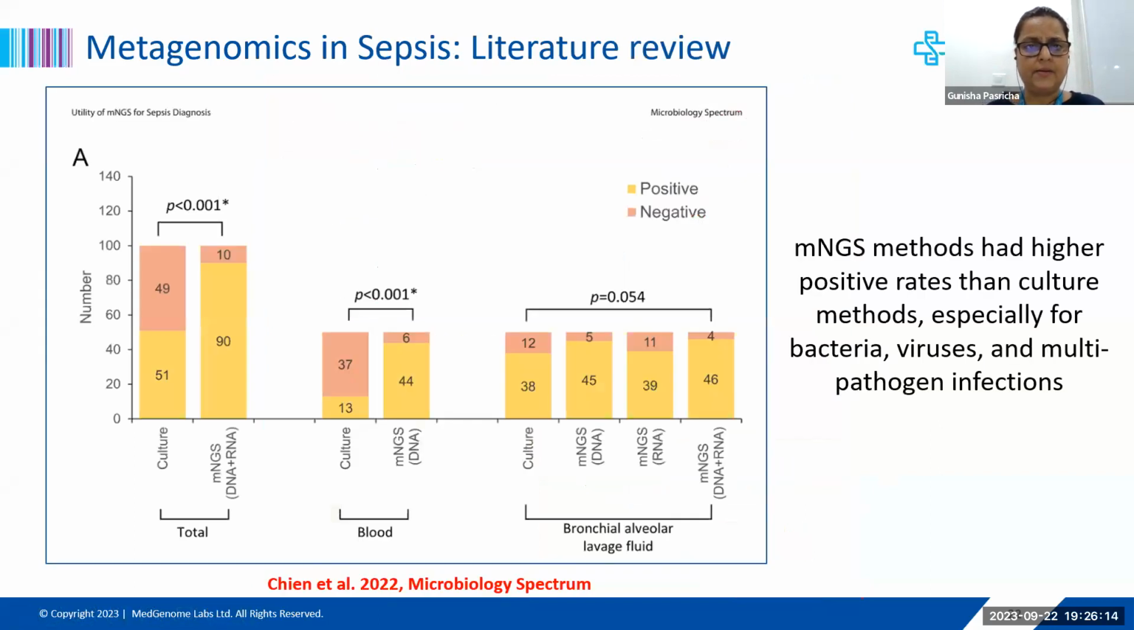So I'll just take you through a literature review and talk about how metagenomics has been helpful in sepsis. I'm quoting some of the latest papers here. What mNGS is, is metagenomic next generation sequencing. In all, this paper had a higher positivity rate than culture, especially for bacteria, viruses, and multi-pathogen infection. As you can see here in the case of blood, by culture just 59 were positive. This is a small study of around 100 odd samples, and 90 of them were positive by metagenomics. And this was by Chen et al.